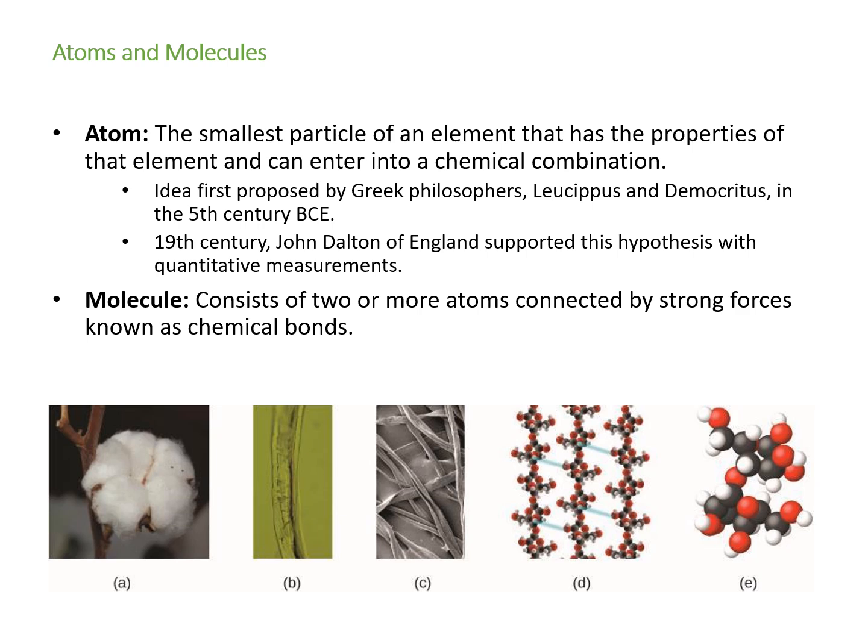Now, this idea was first proposed by the Greek philosophers in the 5th century. But later on, around the 19th century, John Dalton of England supported this hypothesis with a quantitative measurement. And so he was actually able to prove this theory. So a molecule consists of two or more atoms that are connected together by forces, and these are known as chemical bonds. So we have the actual atom, and then that combines together to make the whole molecule, which is part of an element.